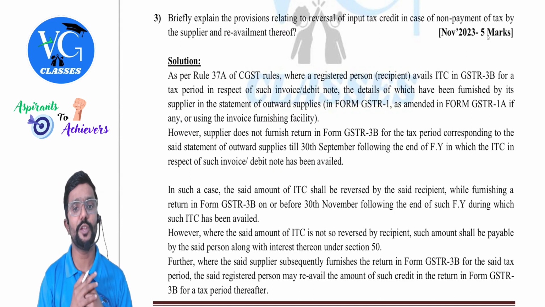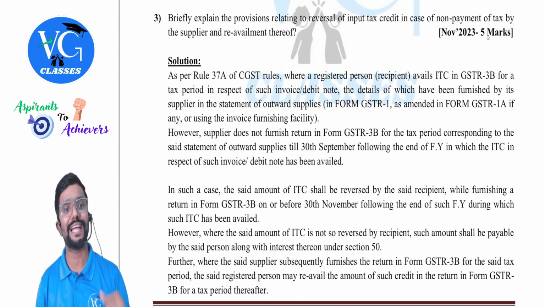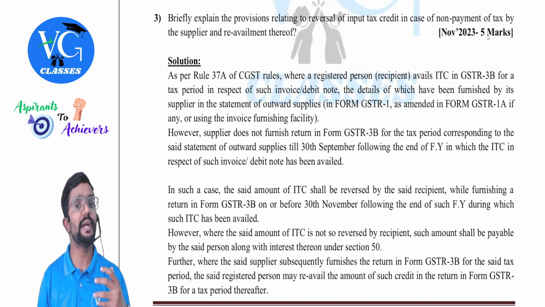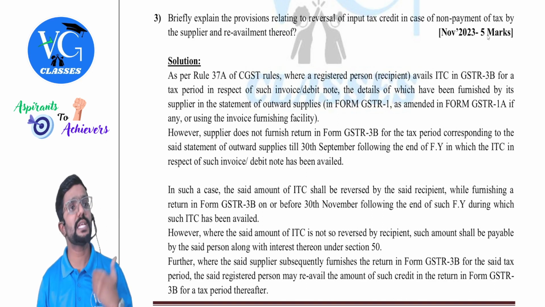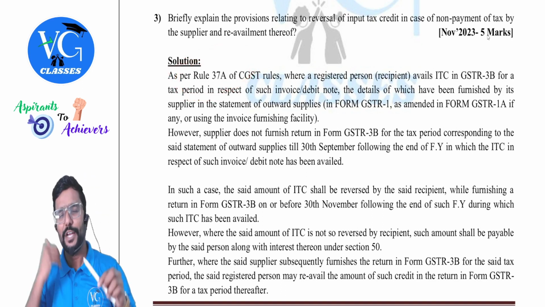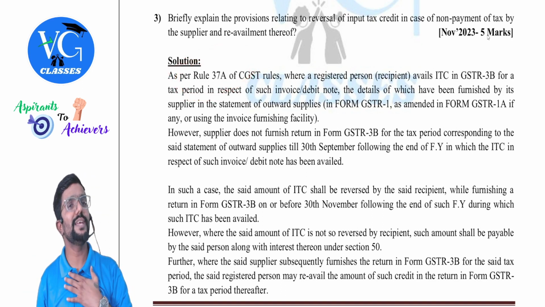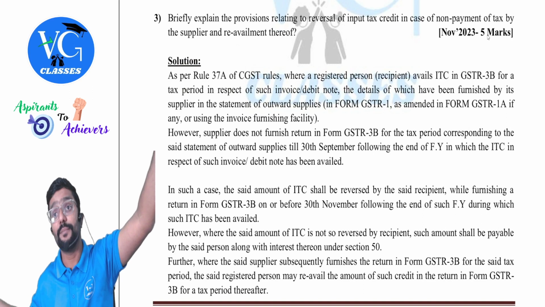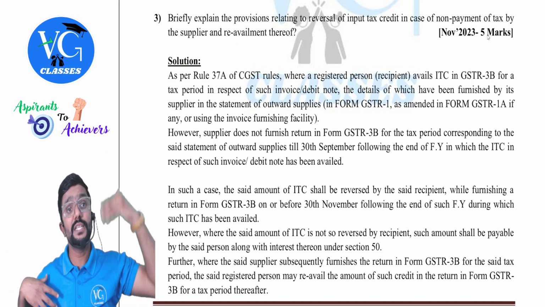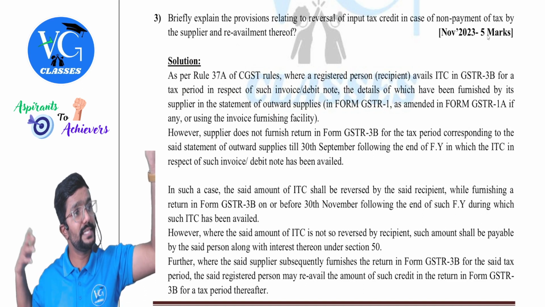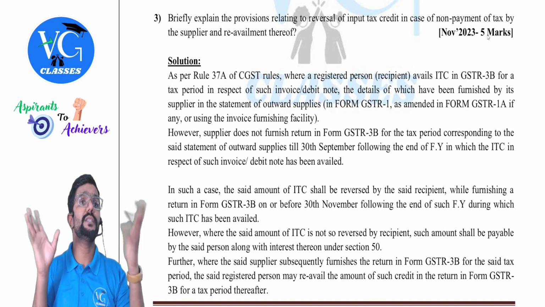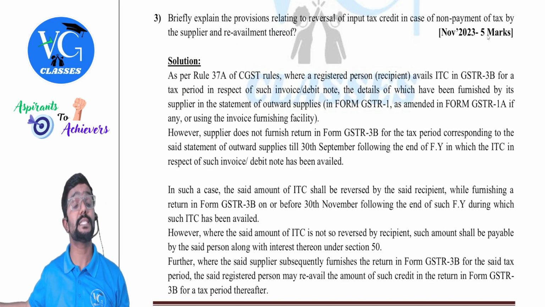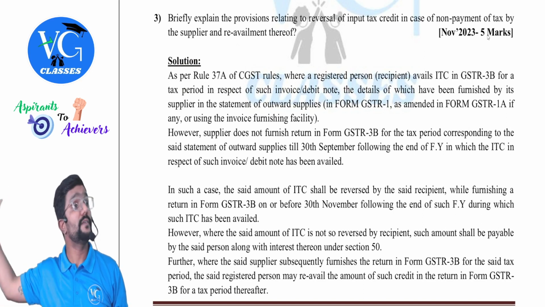One more 5 marks question. Briefly explain the provisions relating to reversal of input tax credit in case of non-payment of tax by the supplier and re-availment thereof. Actually, in the suggested answer also, they have given rule 37A, but I don't completely agree with it. Why? Because only when the supplier deposits the tax with the government, the recipient will get a credit. Correct? But what happens if the supplier has filed GSTR 1, deposited tax, the recipient got the credit, but the supplier didn't file GSTR 3B? Should the recipient reverse it? Yes. When? After 30th September of next year.